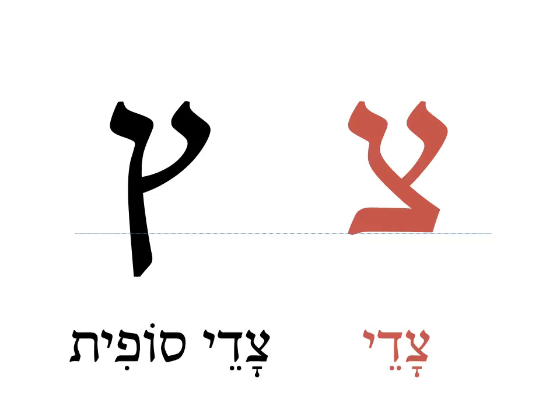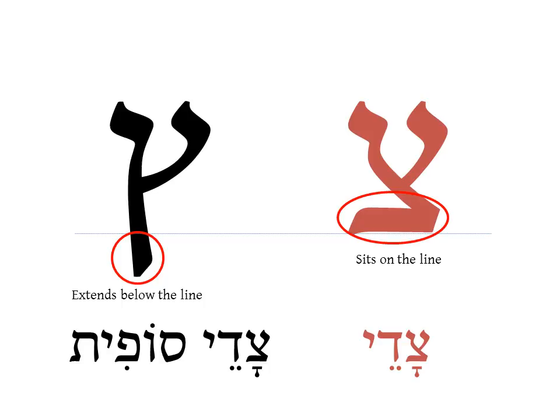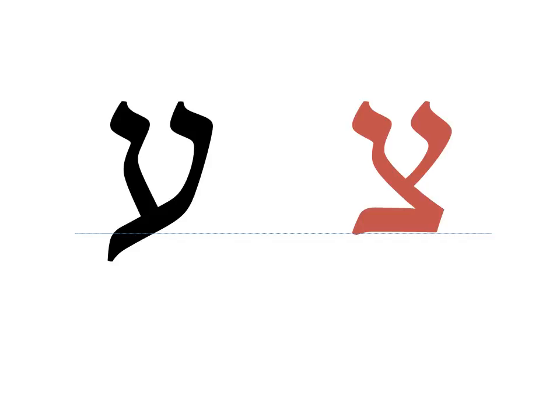Now let's look at Tzadi and final Tzadi, or Tzadi Sofit. Notice that with Tzadi, it's got this kind of tail that sits on the line, whereas in Tzadi Sofit, it looks like it's been straightened out and its tail extends below the line. This is important.